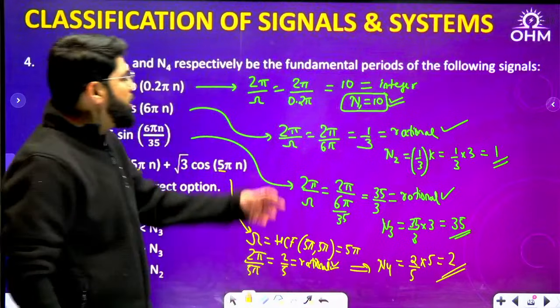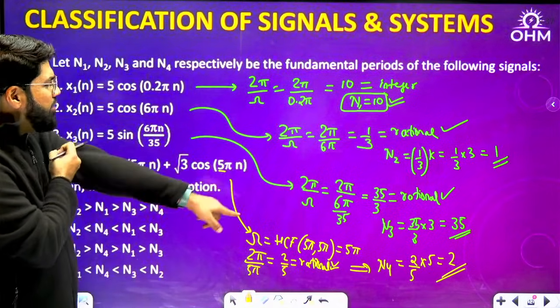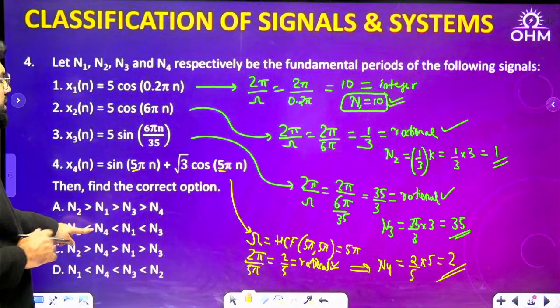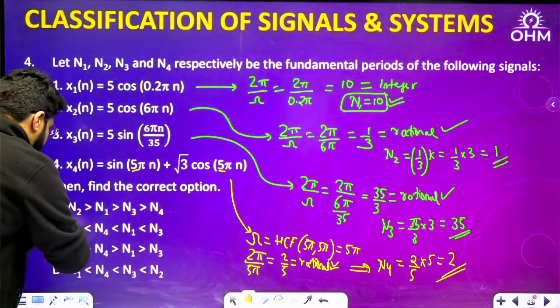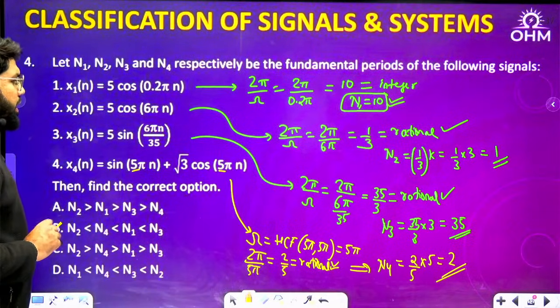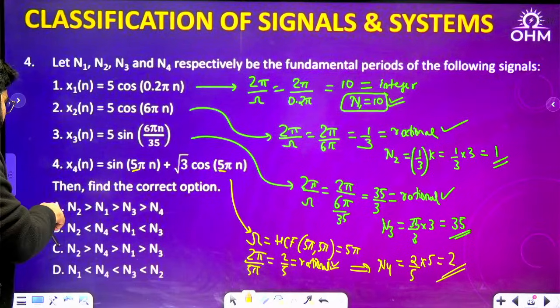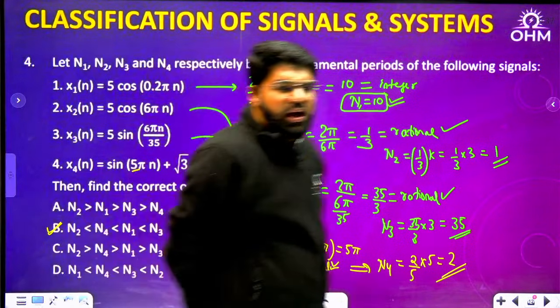So N4 is 2. Okay, so first is N2, then N4. Smallest if I take N2, then N4, then N1, then N3. N2, right, then N4, correct, then N1, correct, and then N3, correct. So the answer is B.